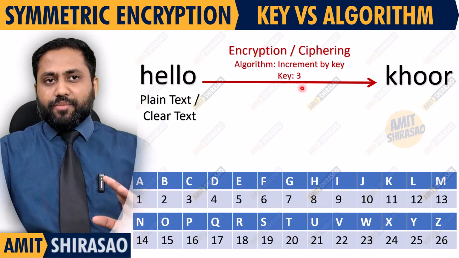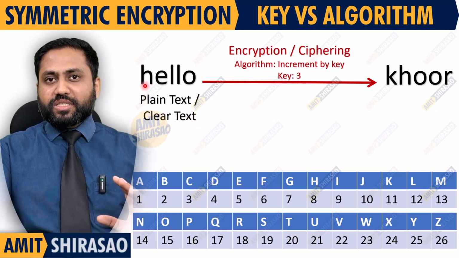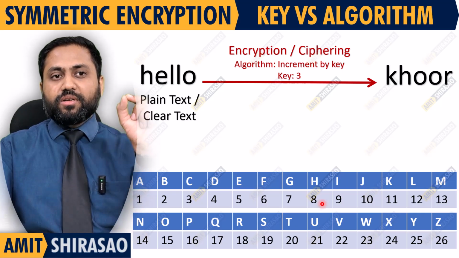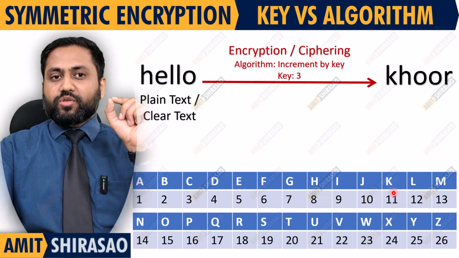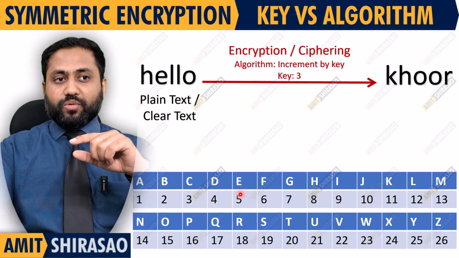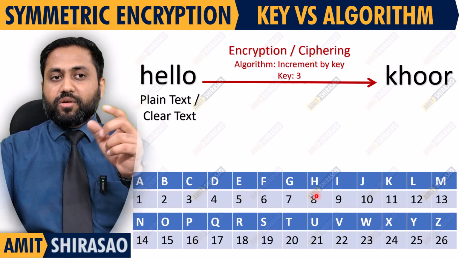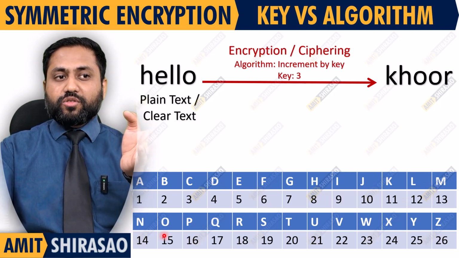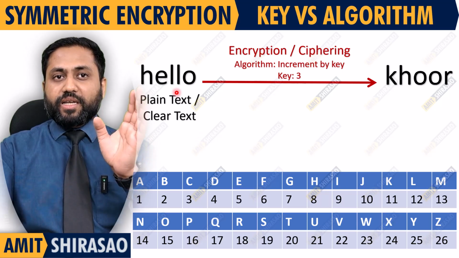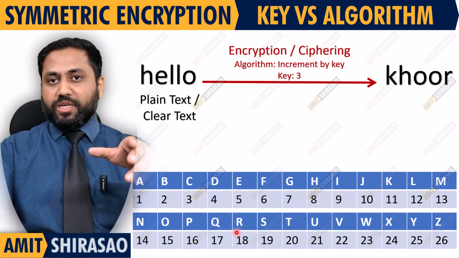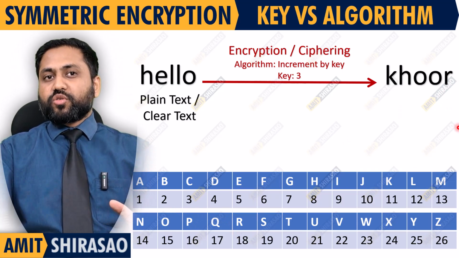Now what is happening over here? The first letter is H. We are incrementing by 3 characters. So from H, 1, 2, 3, it should be K. H becomes K. Then E should be incremented by 3 characters. From E, 1, 2, 3, it should be H. So E becomes H. Similarly L, 1, 2, 3, becomes O. Again another L becomes O. O becomes R, because from O, 1, 2, 3 is R. This is how KHOOR is derived.